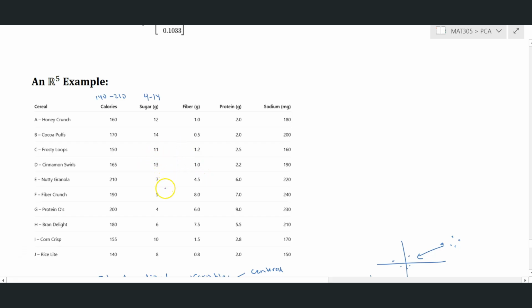Look at the lowest sugar cereal, like Protein O's. We can see that those are a little bit higher in calories. They are higher in fiber. They are higher in protein. They are higher in sodium than a cereal such as Cinnamon Swirls, which is lower in calories, lower in fiber, lower in protein, and lower in sodium. So it's just summarizing the data that we have.